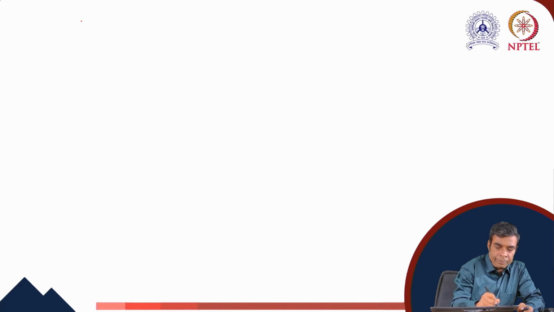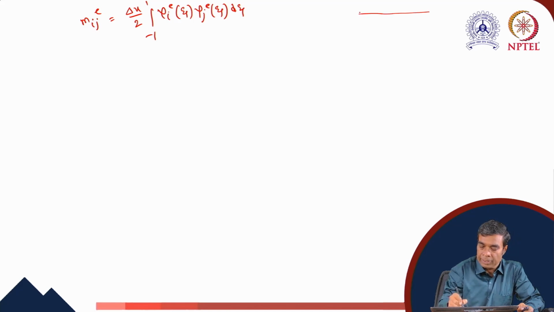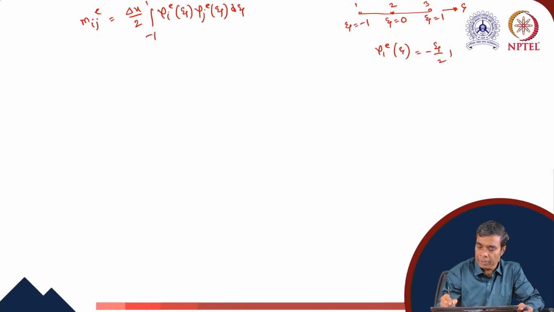So let us calculate M_ij^e equals delta x by 2 integration minus 1 to 1 psi_i^e(xi) psi_j^e(xi) d xi in the natural coordinates. This is xi direction, this is local node 1, local node 2, local node 3. So xi equals minus 1, xi equals 0 and xi equals 1. We know that psi 1 is equal to minus xi by 2 plus xi square by 2.